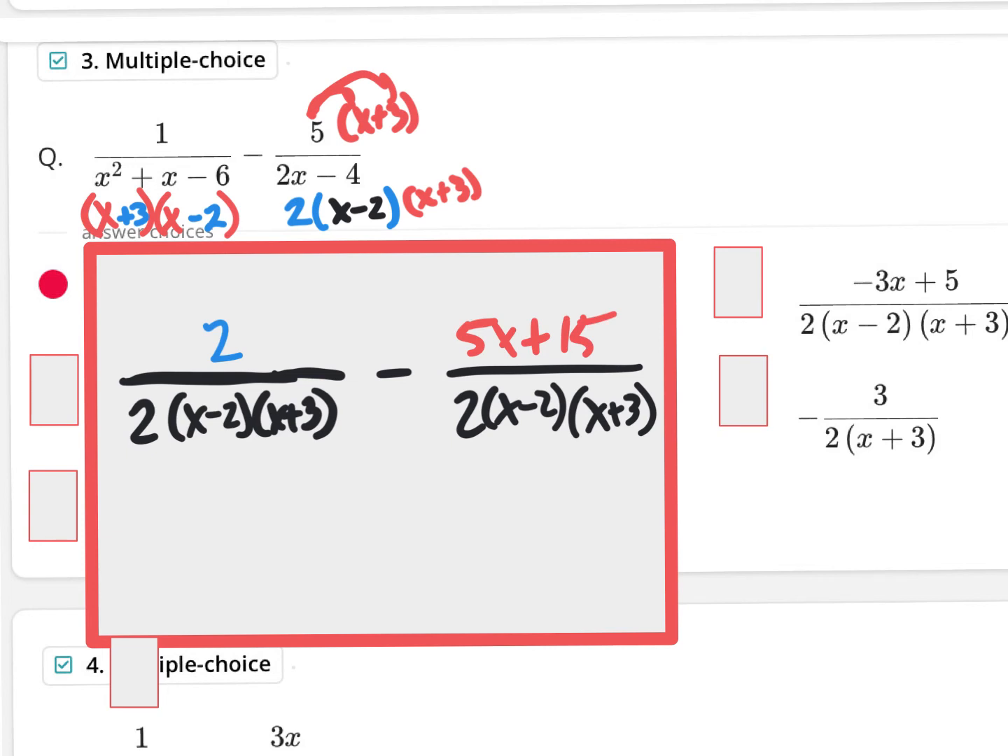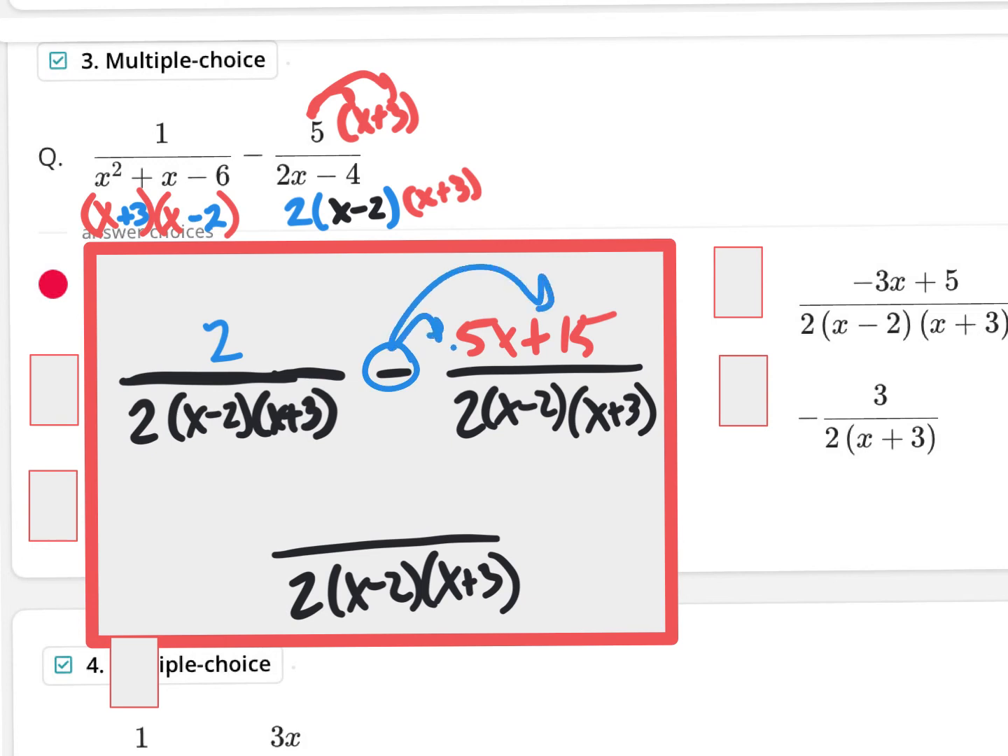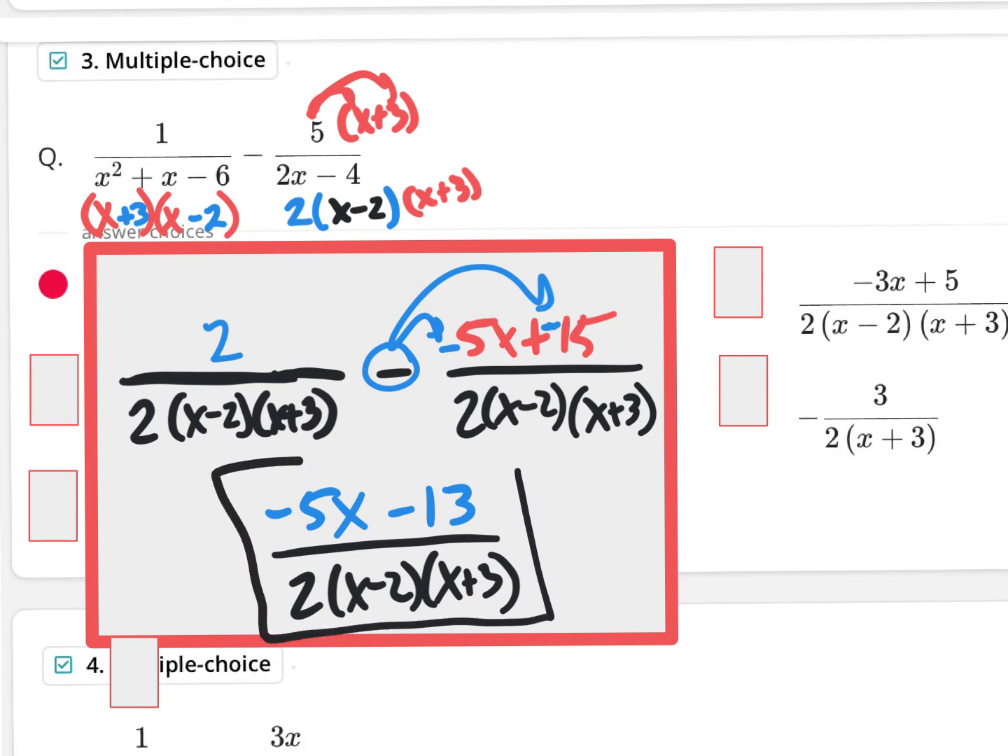Now that we have the LCD, we could actually combine the numerators. So the answer will be over the LCD 2, x minus 2, x plus 3. But I need to do 2, take away 15, and the minus 5x in the front. This is where you need to distribute that minus sign to both terms, making this a -5x and making that a -15. So when I combine the 2 with the -15, that'll give me a -13, and then the minus 5x will be out here in the front. So this should be my final answer.